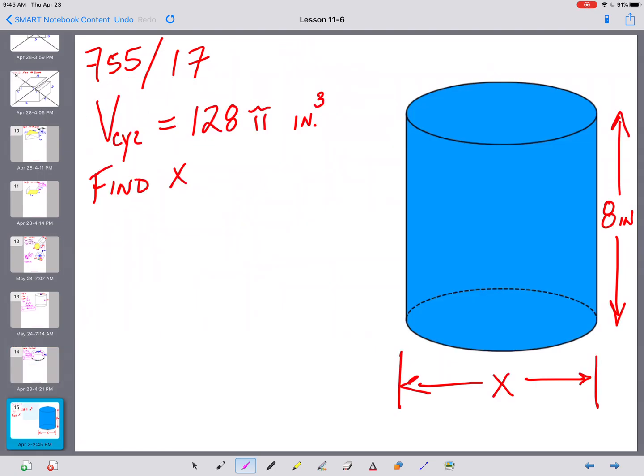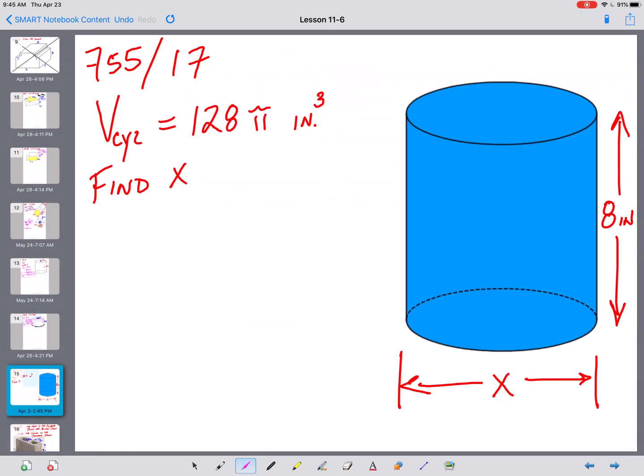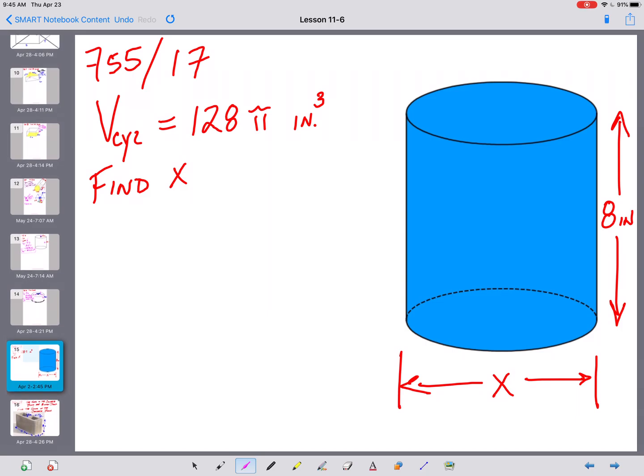How about our next one? There we go, 17. On 17, we're looking for x. Now, what's different on this one? They give us the volume. They want the diameter. Do you see? X is really the diameter of the cylinder.